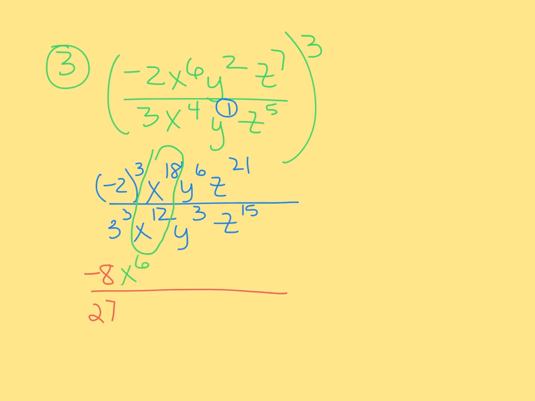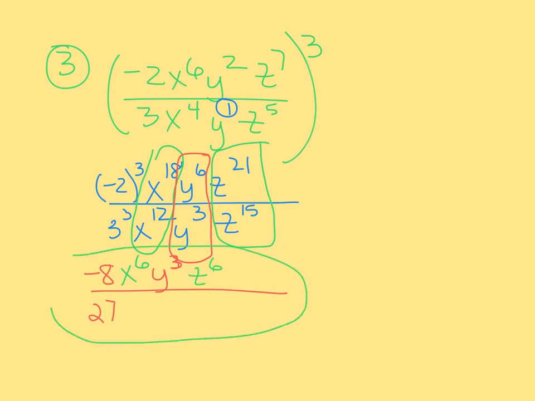Y to the 6th, y to the 3rd. The top y wins by 3. That's a y to the 3rd. And then lastly, the z's. Z to the 21st over z to the 15th. The top z wins by 6. So there's my answer that I have: negative 8, x to the 6th, y to the 3rd, z to the 6th over 27.